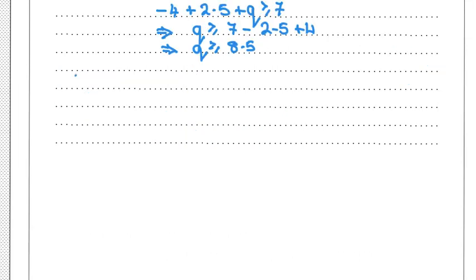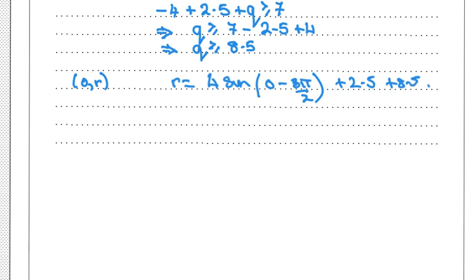Now substituting the point (0, r) into the equation, I get r equals 4 sine (0 minus 3 pi over 2) plus 2.5 plus 8.5. Therefore, r is equal to 4 sine (minus 3 pi over 2) plus 11.